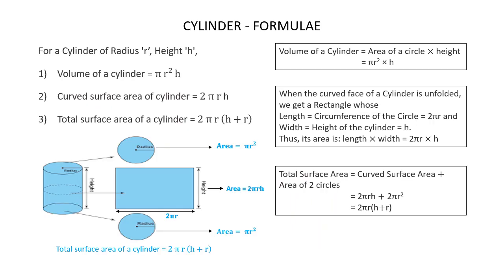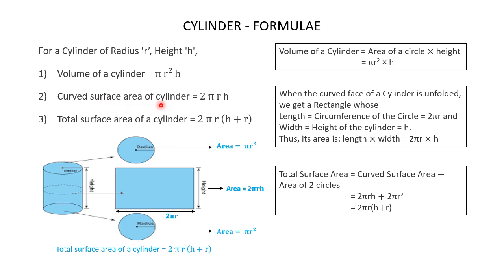Let's now learn about a few formulae of cylinders. Consider a cylinder of radius r and height h. Volume of a cylinder is equal to pi r squared h. Now, volume of a cylinder is nothing but area of the circular base multiplied by height. Now, we know that area of a circle is pi r squared and height is nothing but the height of the cylinder, which is h. So, volume of the cylinder would be equal to pi r squared h.